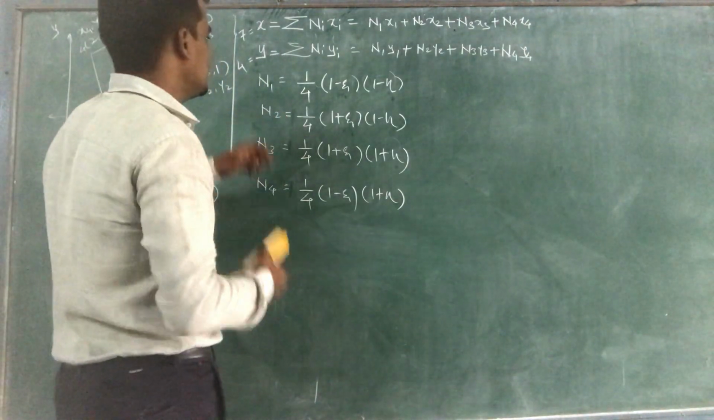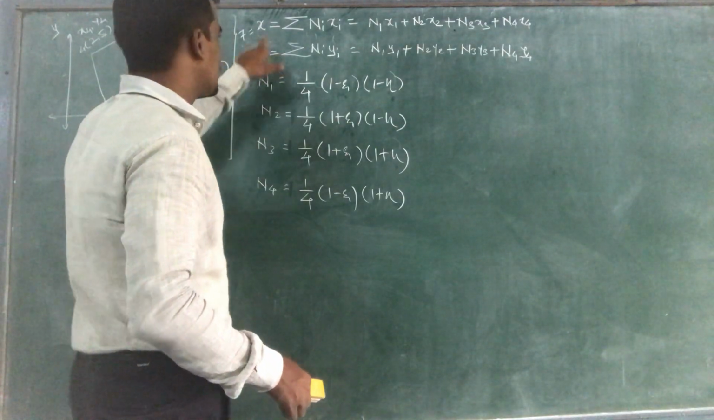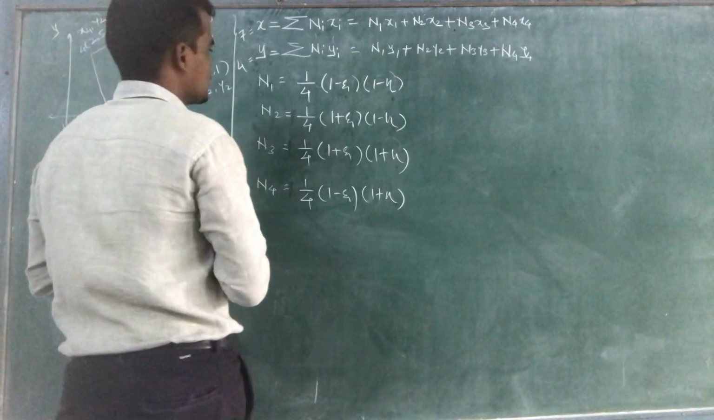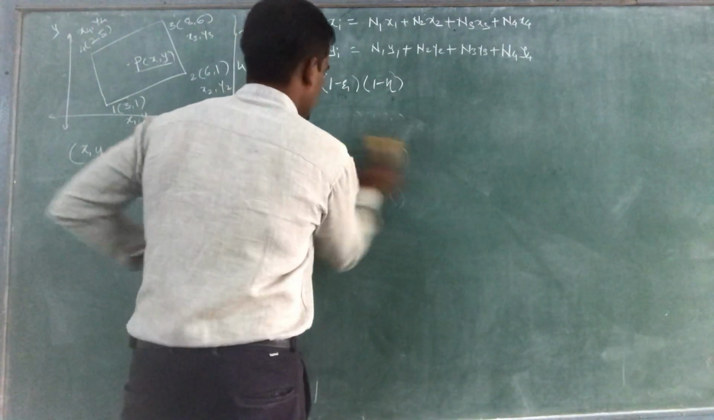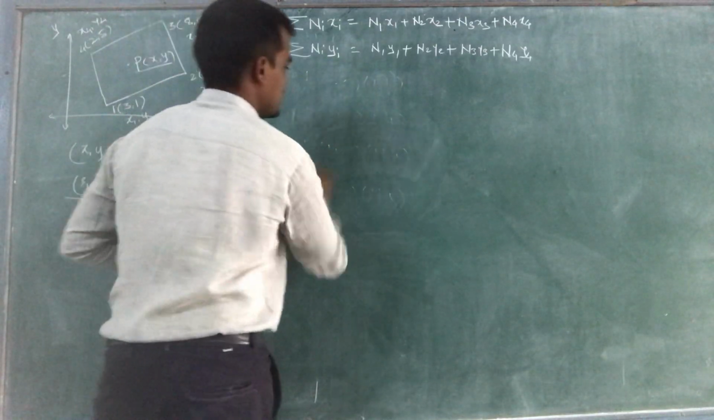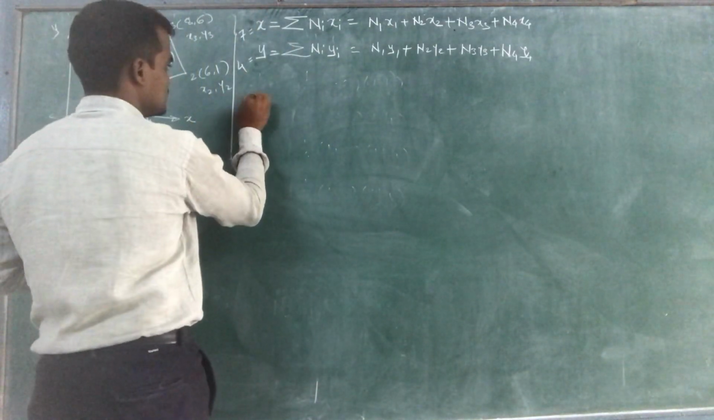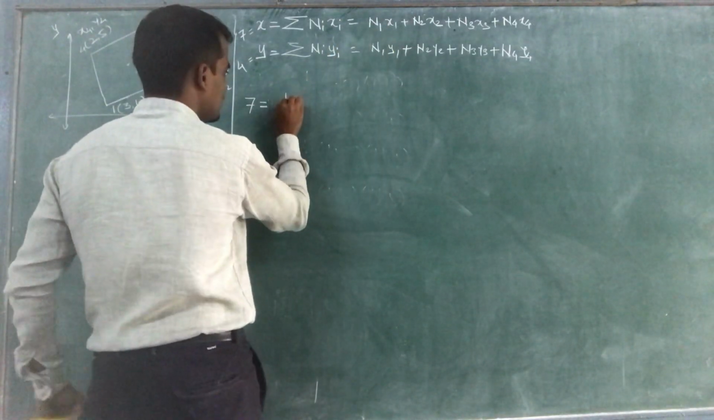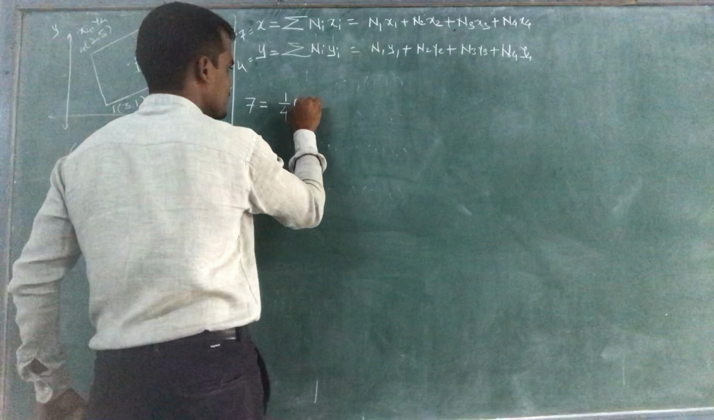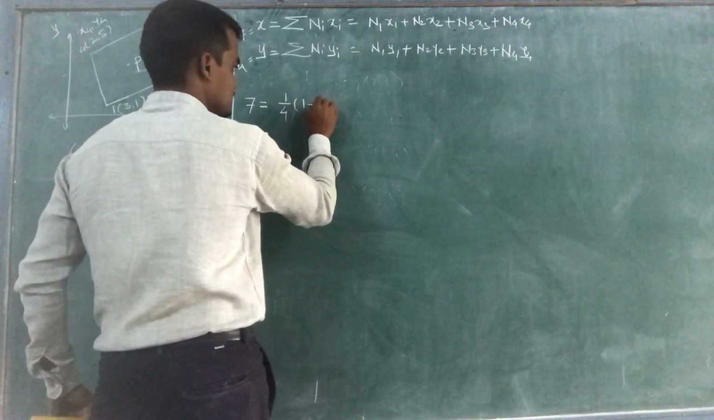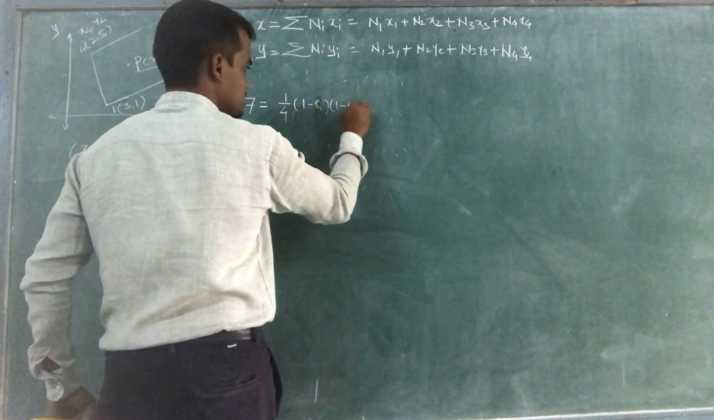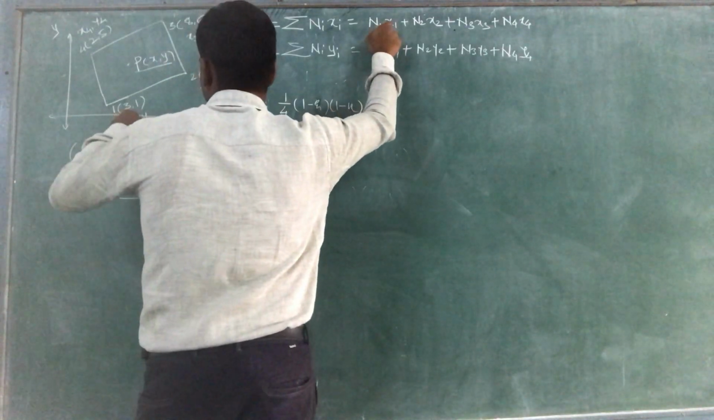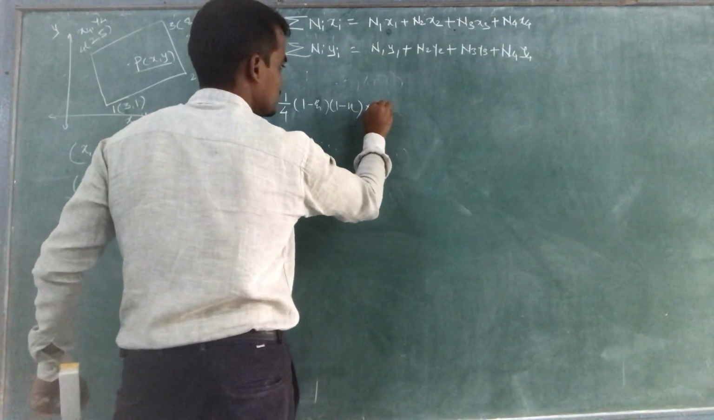Now we need to write out this n1, n2, n3, n4 into this x and y equation. Here I am writing these values in this x equation. As we know, x is equal to 7, which is equal to, instead of n1 we need to write 1 by 4, (1 minus zeta)(1 minus eta) into x1. Now x1 is what? The value is equal to 3.